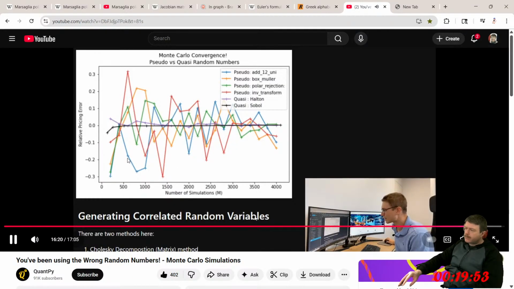Whereas the pseudo-random numbers take a long time, or a large number of simulated variables, to actually achieve the same convergence on that price. So take a look at this graph in your own time and do your own analysis, but essentially we get large benefits from using the quasi-random numbers in our multiplier simulation, especially when the goal is to reduce computation time and increase efficiency.